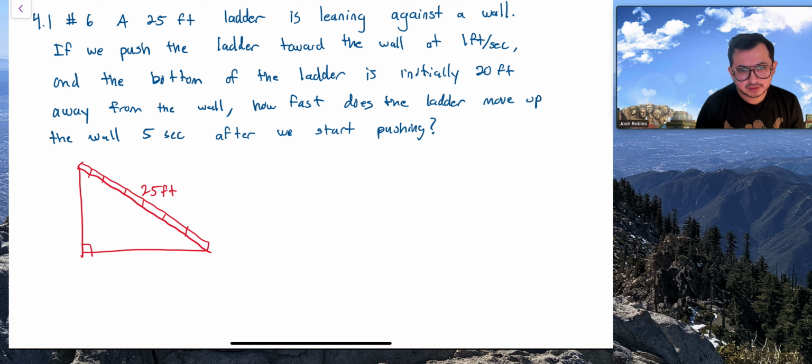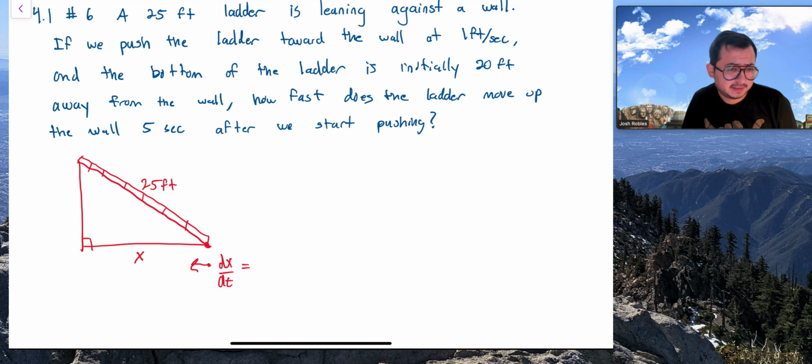Even though that's part of the triangle, that ladder is constant throughout, so I don't actually give that a variable. If we push the ladder towards the wall at 1 foot per second, so we're probably pushing from here, I'm already going to introduce a variable. I'm going to call this length x. And knowing that these are rates, this describes dx/dt.